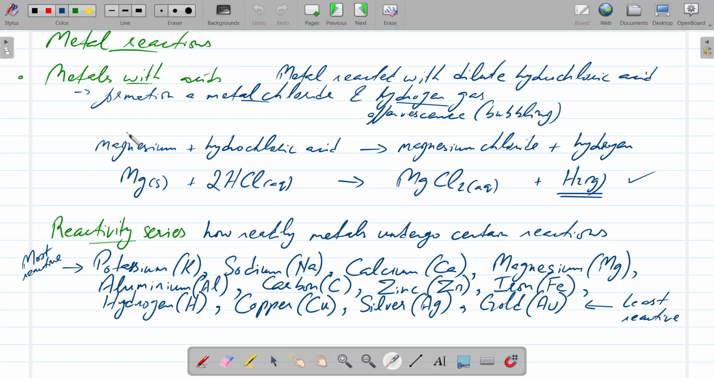Then we got into talking about the different reactions that metals undergo. The first one was the reaction of metals with acids. When metals react with dilute hydrochloric acid, they form metal chlorides and hydrogen gas, which is given off as effervescence. You can see bubbling here.